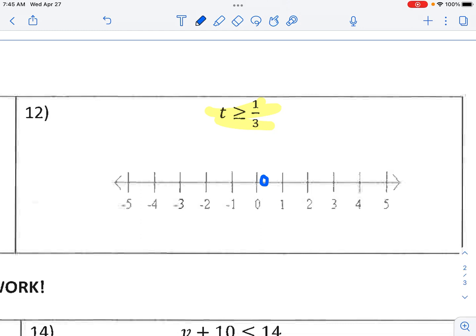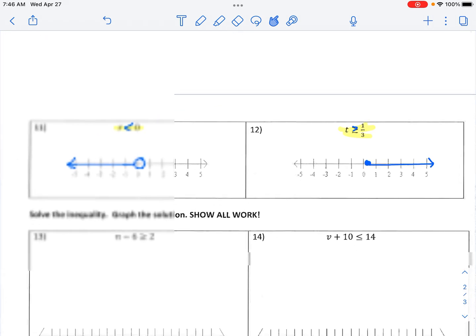Decide which direction your arrow will go. Look at the direction of the arrow in greater than. That's pointing to the right. You're going to darken your arrow going this direction. Step 3, decide if your circle will be open or closed. So T is greater than or equal to 1/3. Since 1/3 is a solution, we need to close that circle.